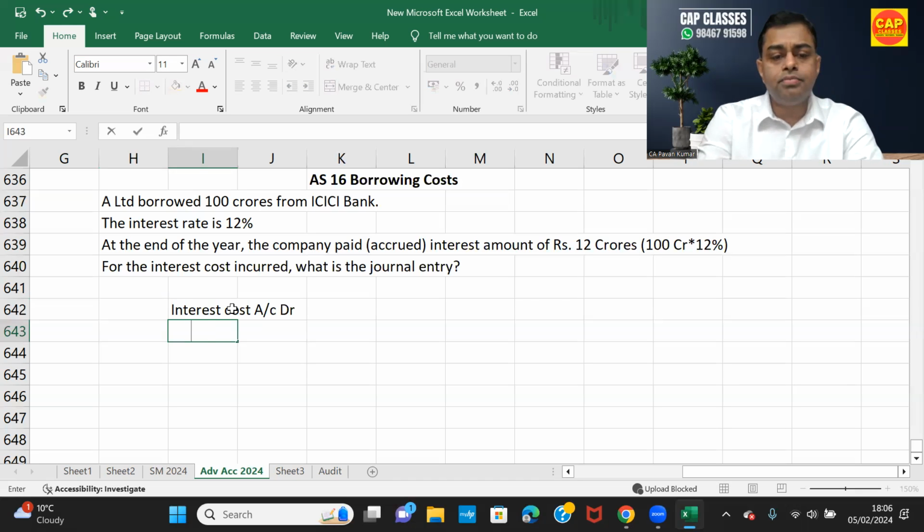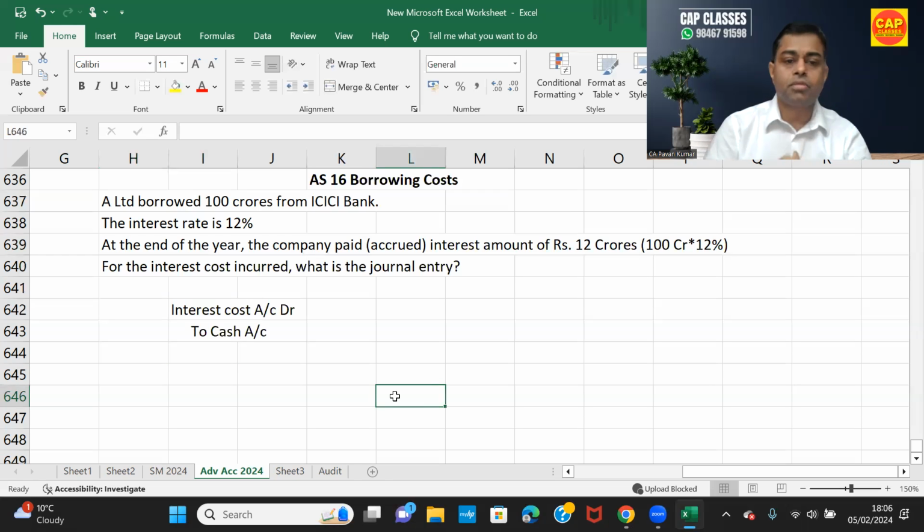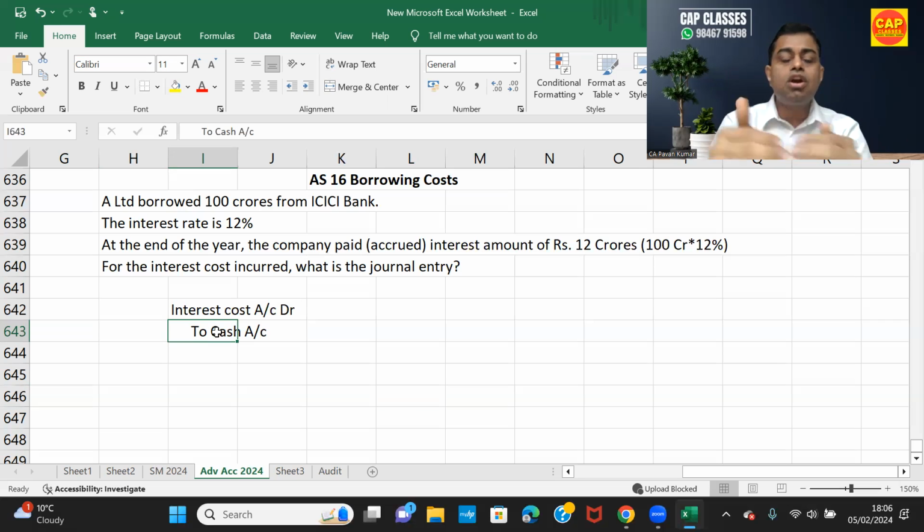No, let us assume we have paid. We have paid in cash for the sake of ease. Can I say it is interest cost account debit to cash account? If you have paid through bank transfer, instead of cash, you will write bank account. That is a different story. I'm not focused on whether it is paid, accrued, paid in cash or paid through bank transfer. So the credit side, I'm not interested. I am focusing on the debit side. Interest cost account debit. Is this correct? 12 crores.